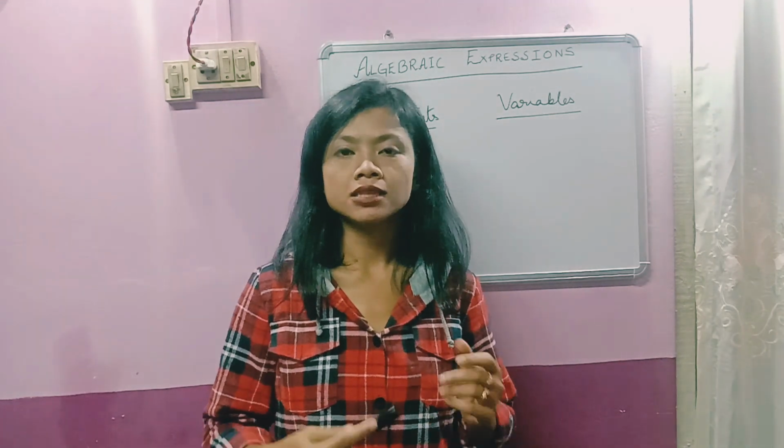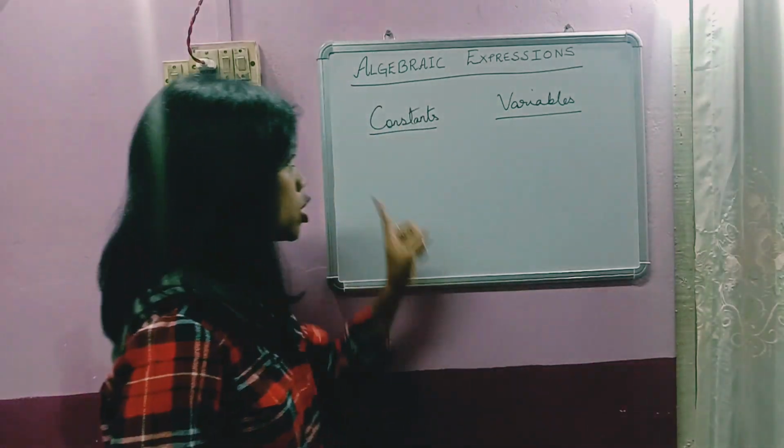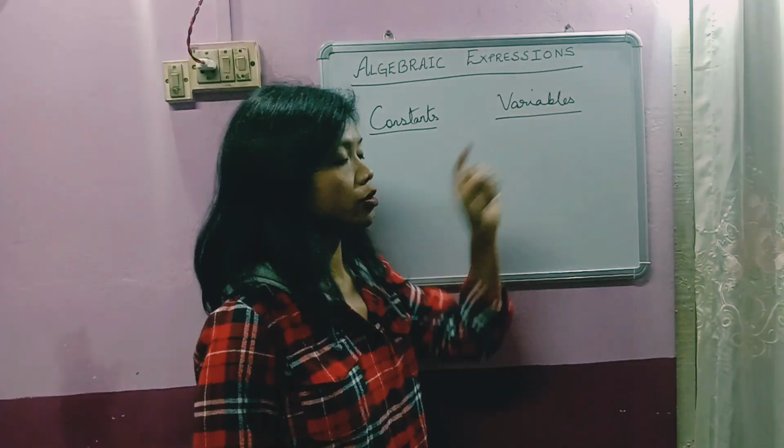So the name of the topic that I'm going to discuss now is on algebraic expressions. And this chapter is again related to class 6 and class 7. So before I start to explain what an algebraic expression is, first you need to know the basic concepts of algebra. And that is, you need to know what are constants and what are variables.